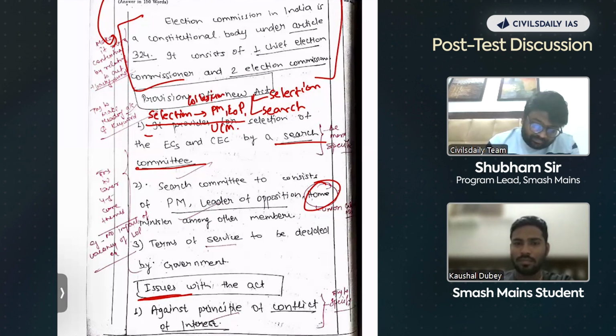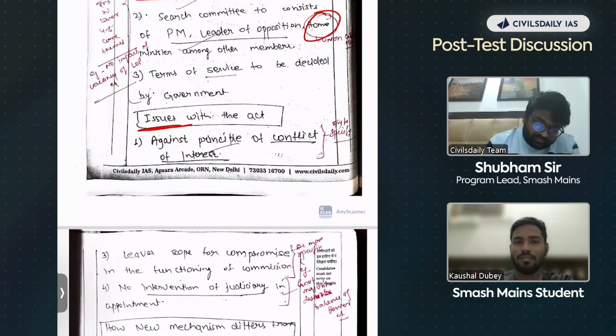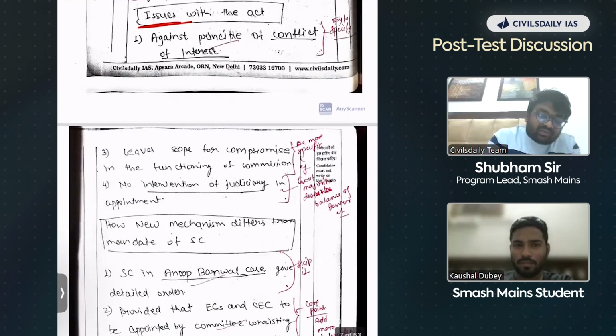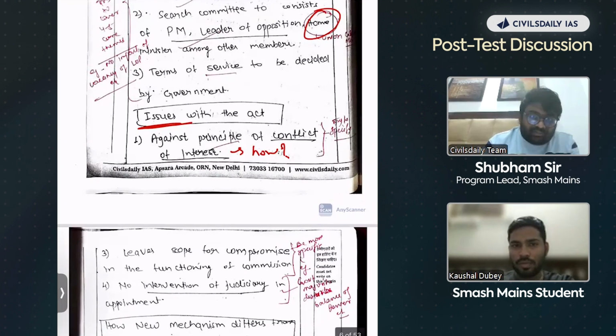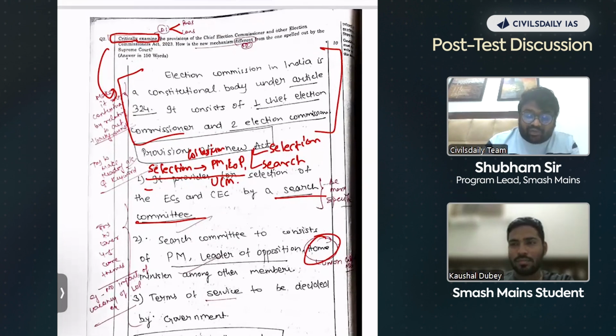Okay. This to be decided by government. Then issues against the principle of conflict of interest. So here also you have to explain how it is against the principle of conflict of interest. Right. Here you are also supposed to give some example, right? Yes, or how it goes against the principle of conflict of interest. Okay, first of all, you haven't provided any of the positives of the act.